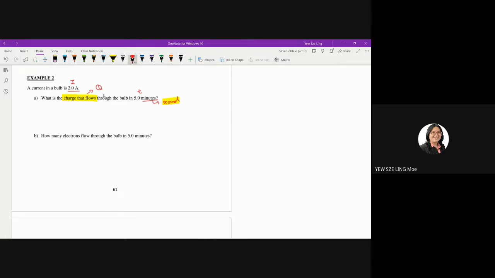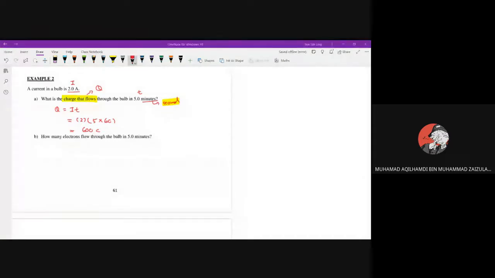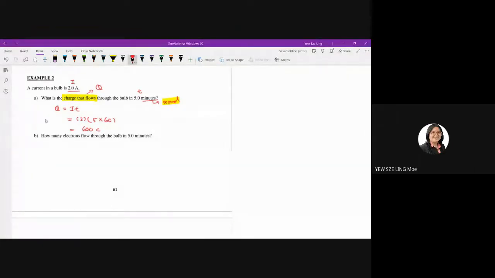So given I and t, you want to determine the value of Q. So Q equals It. It equals 2, and then time, remember to change it into second. So it should be 5 times 60, so it equals 600 coulomb. Okay, good. So that is our question A.